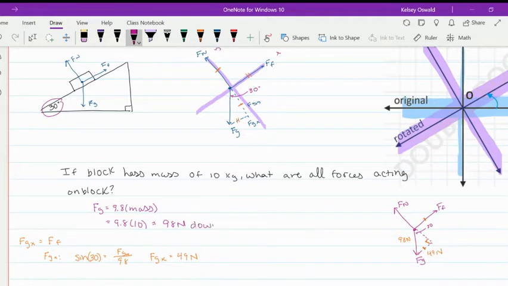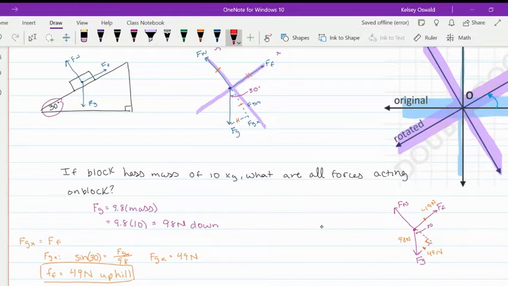But if I'm trying to find my force of friction, it points in the opposite direction. Okay, so my force of friction stays the same value since they're balanced, but my force of friction points uphill. So I would say my force of friction is 49 newtons uphill. Always make sure you include a direction with your value. Perfect. So then the last force we have to find is our normal force.